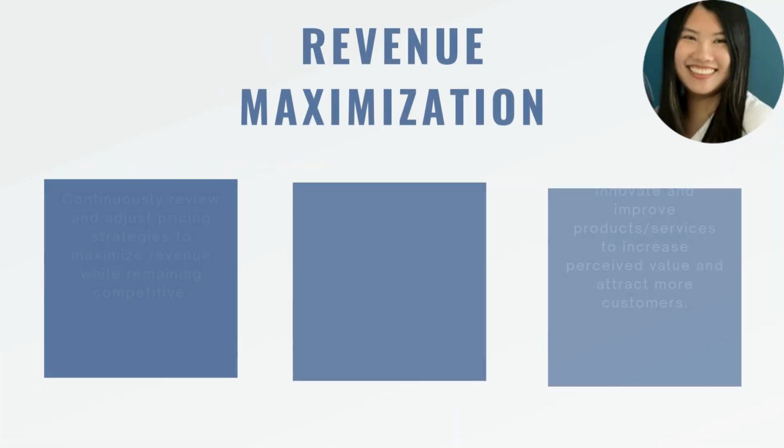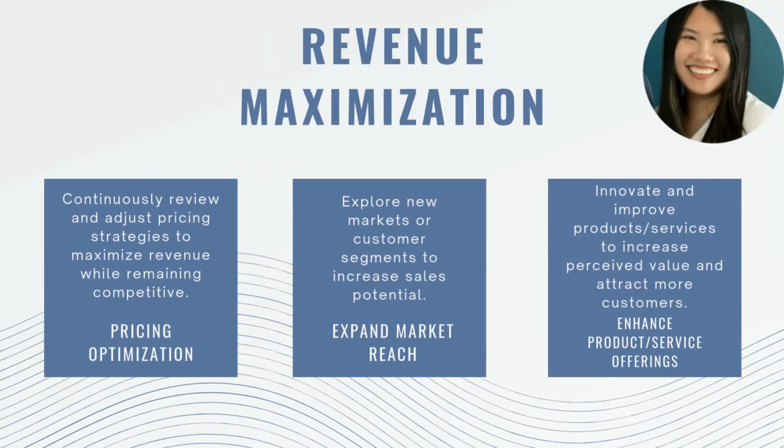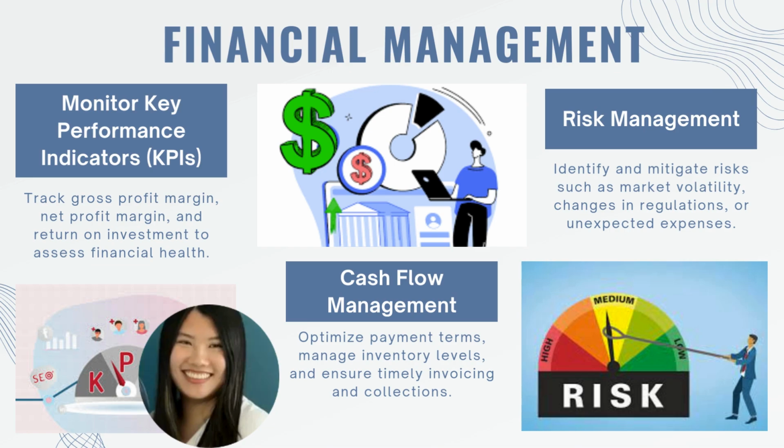When it comes to revenue maximization, you want to have pricing optimization, that's continuously reviewing and adjusting pricing strategies to maximize revenue while remaining competitive. You also want to expand market reach, that's exploring new markets or customer segments to increase sales potential. And you want to enhance product or service offerings. That's innovate, and you want to improve products or services to increase perceived value and attract more customers. This image outlines the three crucial components of financial management for a business. Let's dive into the details of each.